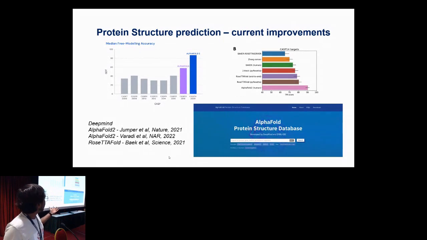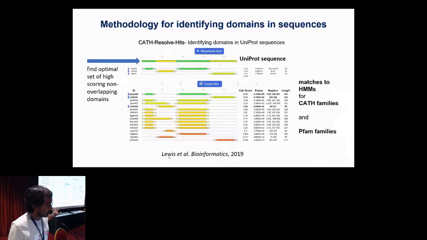These are human proteins which could be multi-domain, and as a result we could have the domains built very well in the protein structure, but the orientation of the domains might not be very good. So we chop the protein up into individual domains using a technique called CATH-Resolve-Hits, which was published in Bioinformatics in 2019. It takes the protein sequence and aligns it against HMMs of CATH families or Pfam families, and gets protein sequence domains out of it.